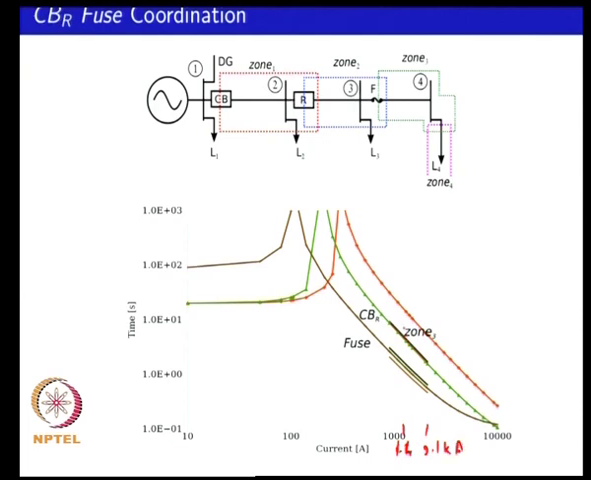So, again in this range you are looking at the clearance between your fuse and your CBR, and again you can see that even with the tolerance you have adequate clearance between the fuse and CBR. So, you have adequate coordination between your CB, CBR and the fuse. So, overall they are reasonably well coordinated. Okay.